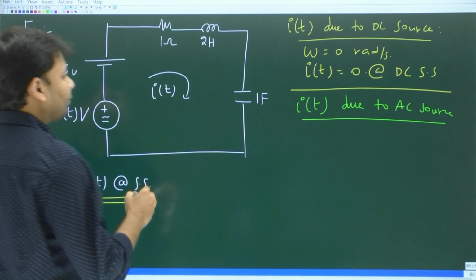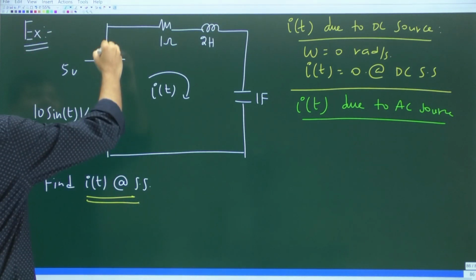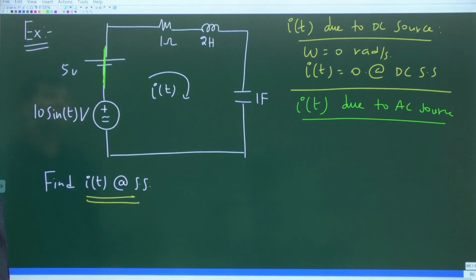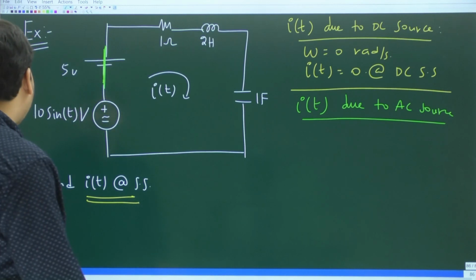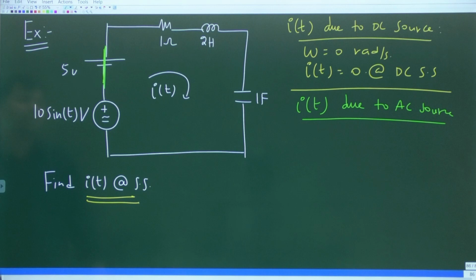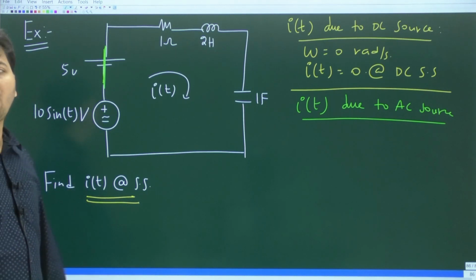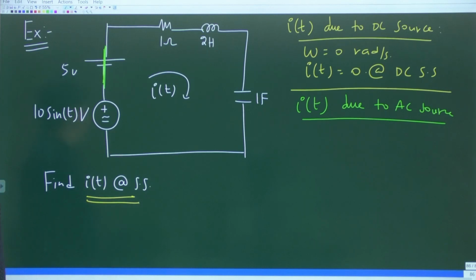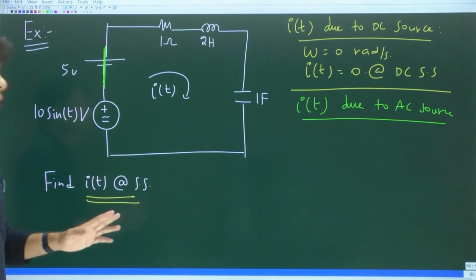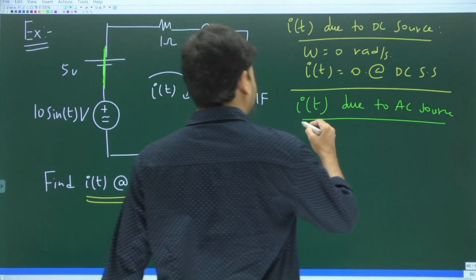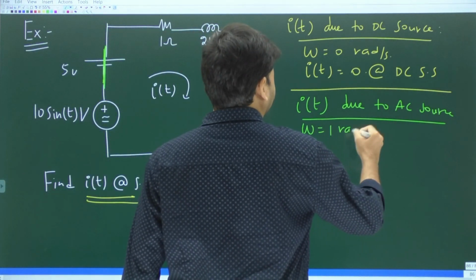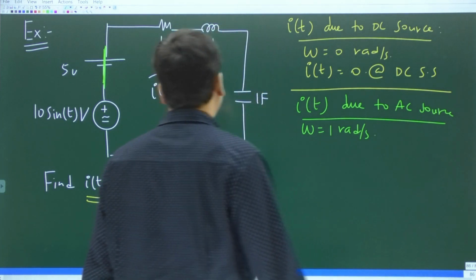If you are finding I of t due to the AC source, like I said, this DC voltage source will become a short. What is 10 sin t? What is the operating frequency? Is it not 1 radian per second? Because in 10 sin omega t, omega is 1 radian per second.